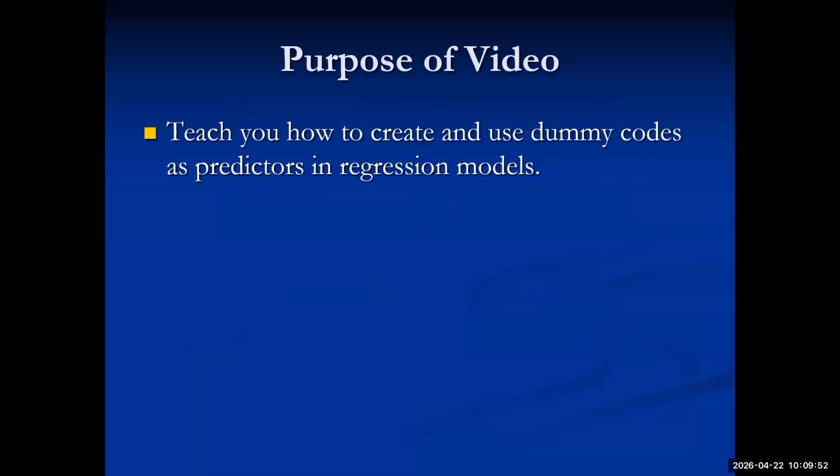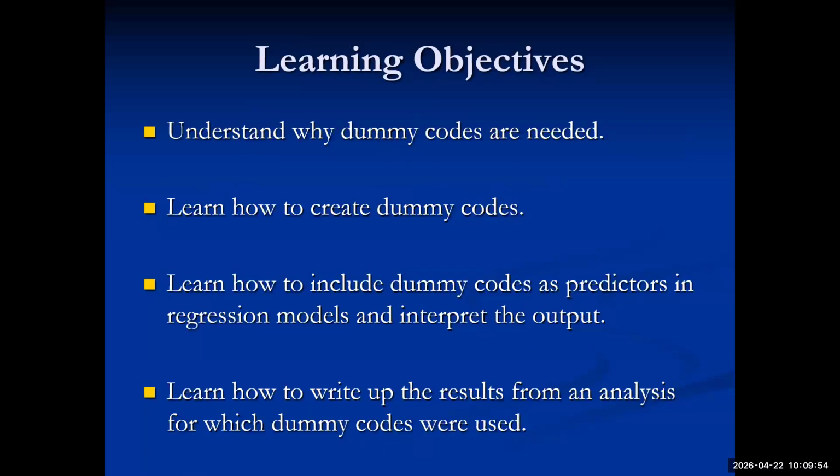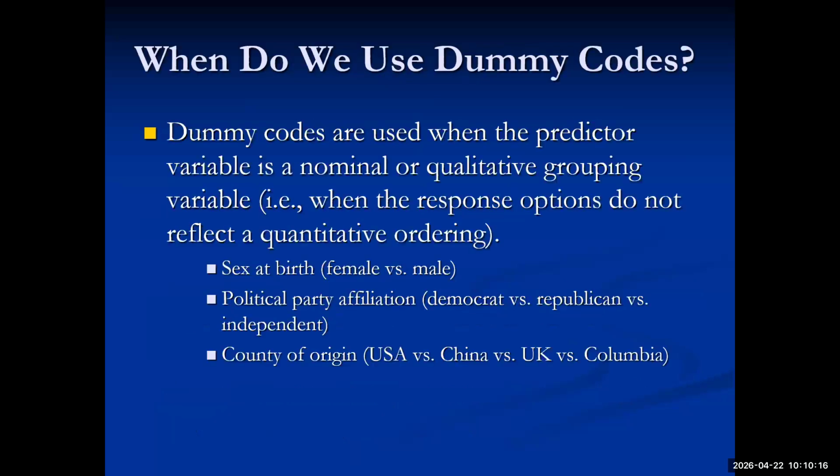So today we're going to learn how to use dummy codes. A couple learning objectives. You're going to understand why dummy codes are needed, learn how to create them, how to include them as predictors, and how to interpret the output and write up the results. We're also going to look at a model where we include a covariate, and that can be generalized to a model that includes multiple other predictors.